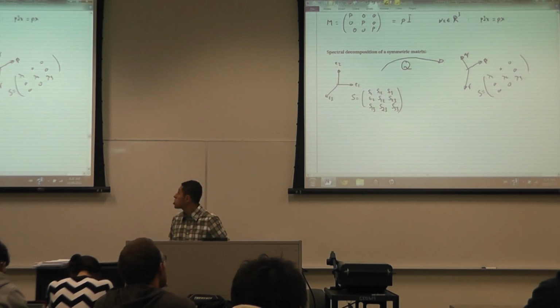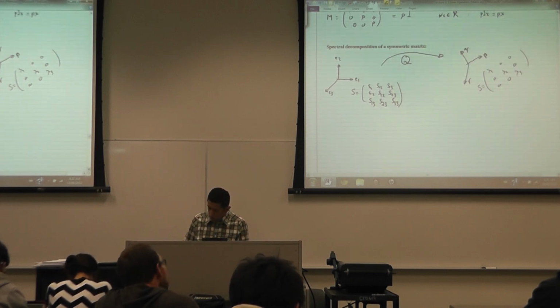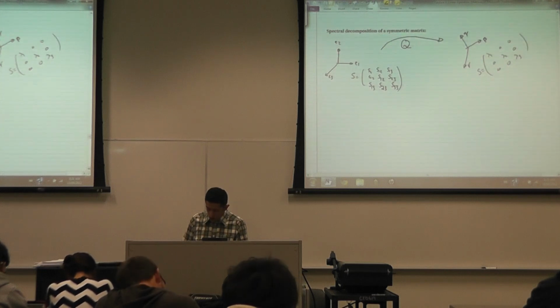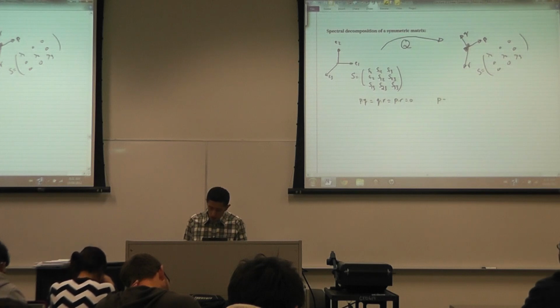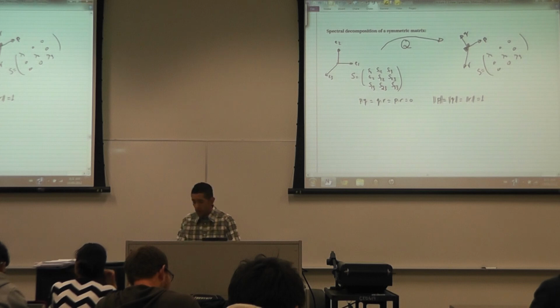So how would we show this? I know that P, Q, and R are perpendicular to each other, so P dot Q equals Q dot R equals P dot R. They're all equal to 0. I'm also choosing them so that norm P is equal to norm Q is equal to norm R is equal to 1. So they're perpendicular to each other and they form an orthonormal basis.